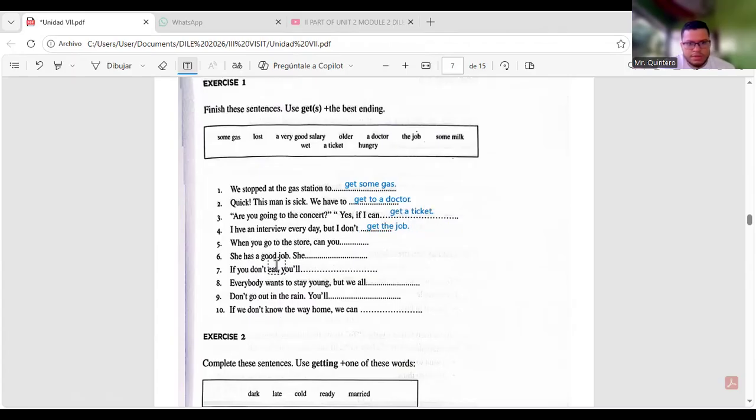When you go to the store, cuando usted va a la tienda, can you get some milk? ¿Puedo conseguir algo de leche? She has a good job. Ella tiene un buen trabajo. She gets a very good salary. Ella recibe un buen salario.